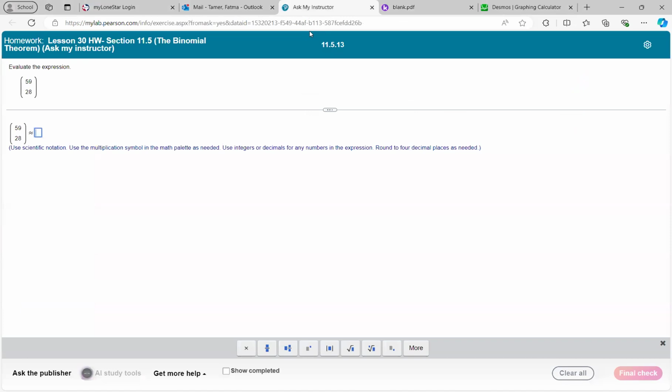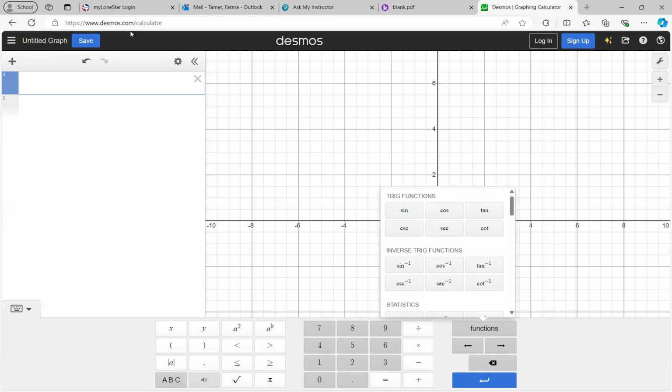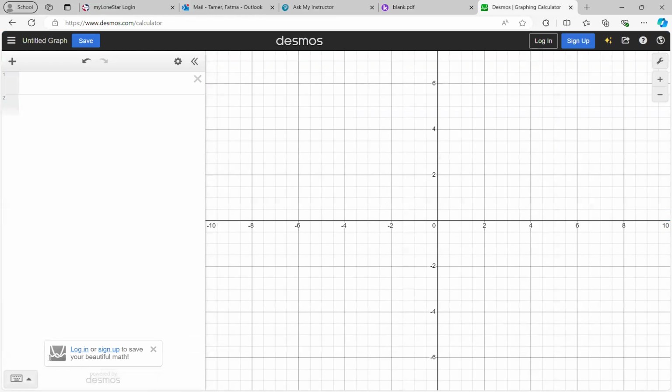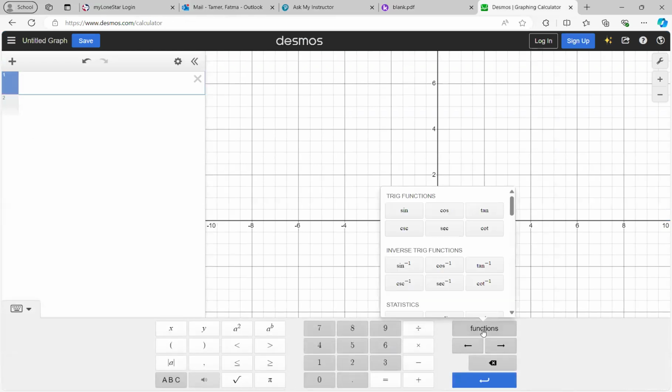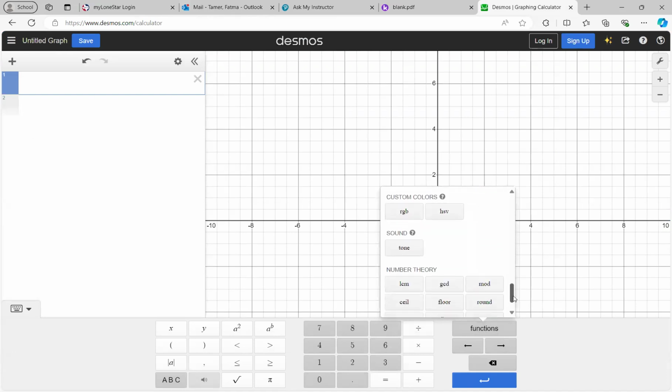However, here on the homework, they use big numbers like 59 and 28. So even if we apply the formula, we don't know how to find that scientific notation number. So I'm going to show you how to use a calculator to evaluate something like 59 and 28. So when we go to Desmos.com, under the functions here, we scroll down all the way to the bottom.